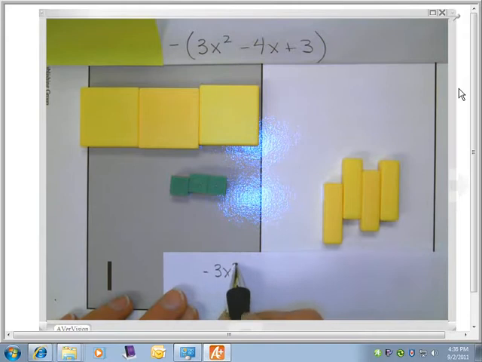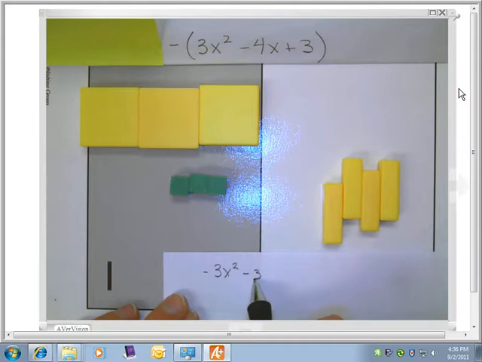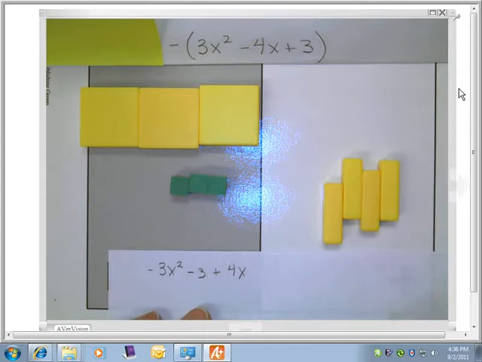Well, that gives us negative 3x squared minus 3 plus 4x. Okay, let's rewrite that in 3, 2, 1 order. So that would be negative 3x squared plus 4x minus 3.